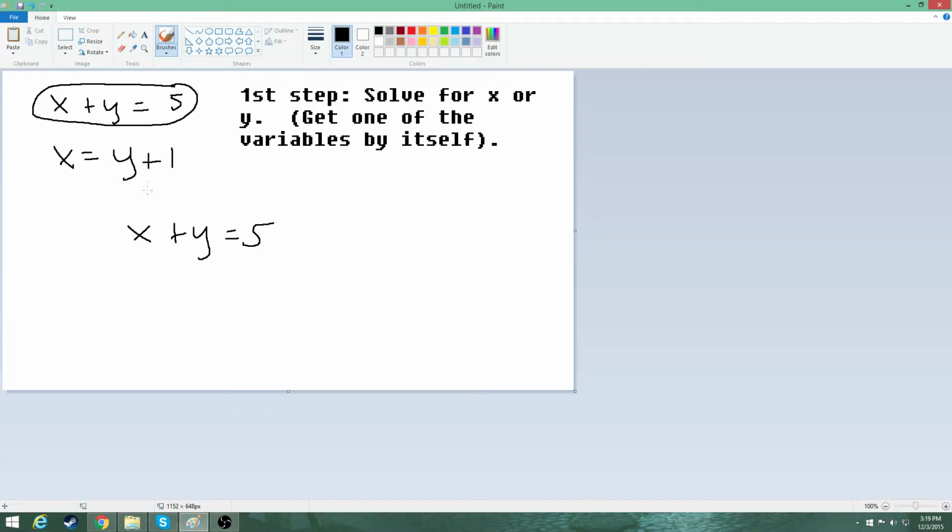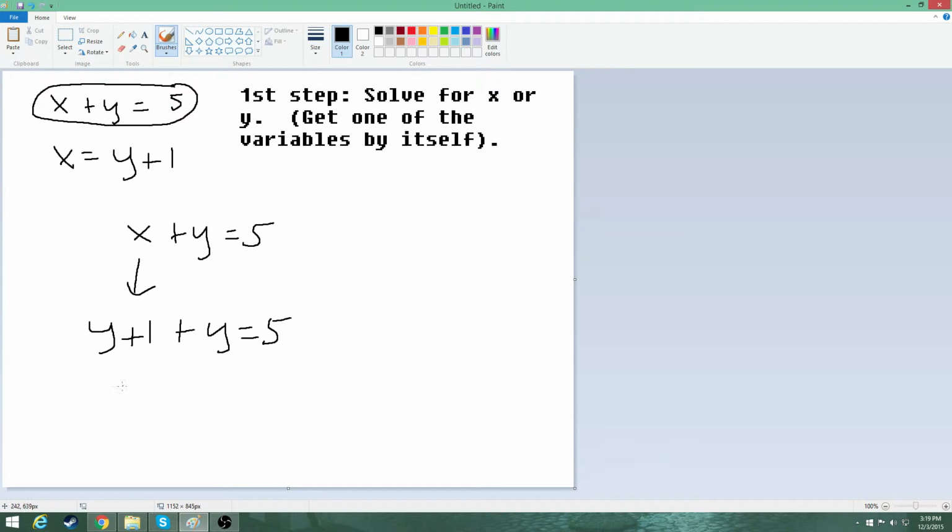And what we're going to do is it says x equals y plus 1. So since x and y plus 1 are the same, instead of writing x the next time, we're going to write y plus 1. And then we continue writing down our equation. Then we got to combine like terms. So this gives us y plus y is 2y, and we got plus 1 equals 5.